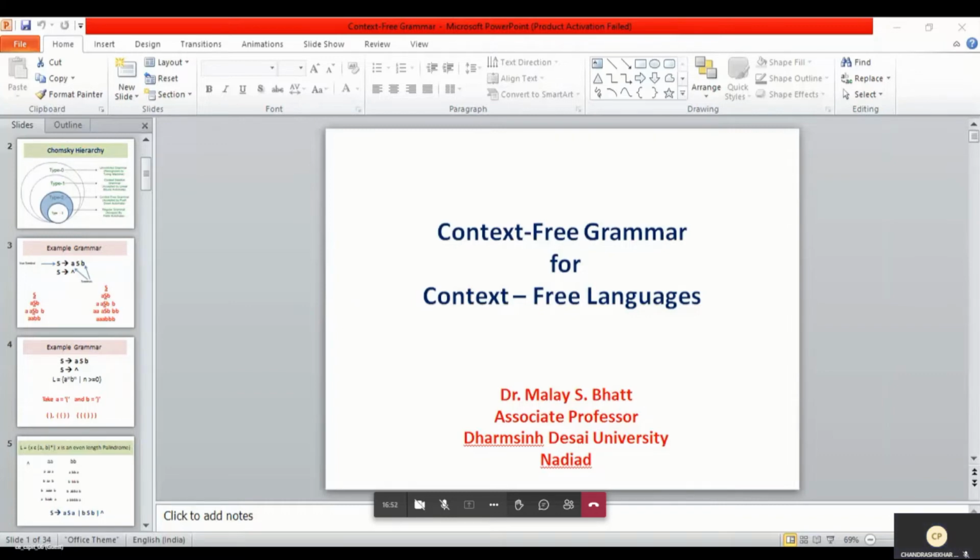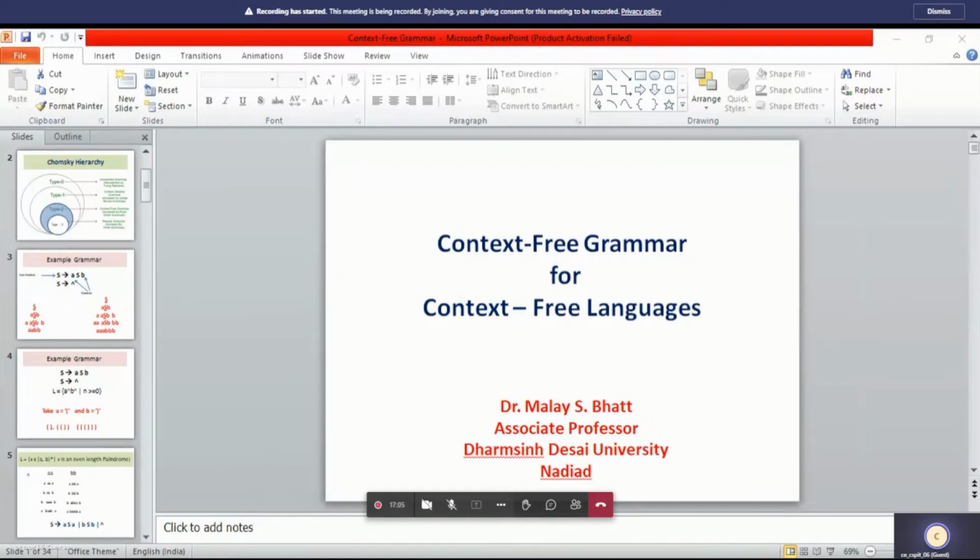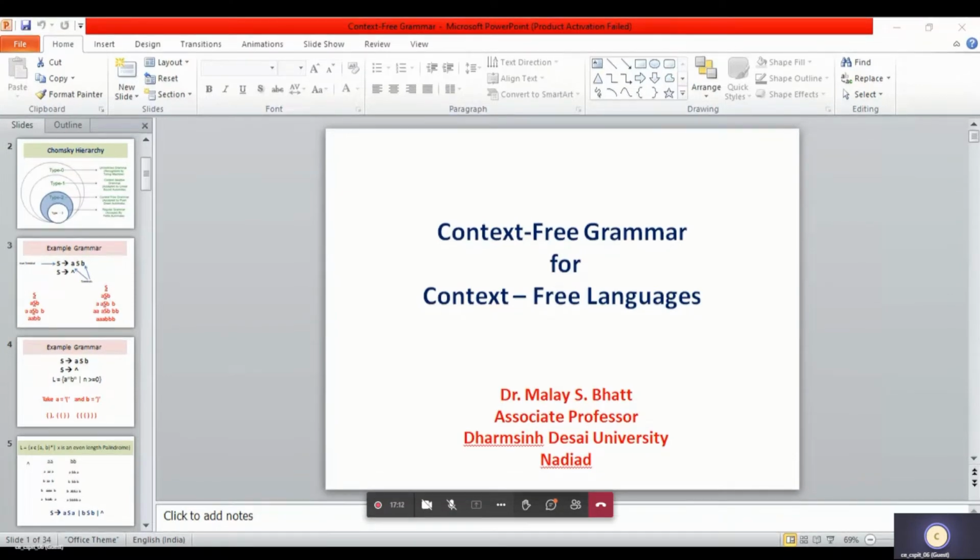Hello students, good afternoon to all. So today we'll see how to write context-free grammar for the context-free languages. And during the presentation, we'll also define what a context-free grammar is as a term. But we'll start by first seeing how to write a grammar for some simple languages, and then slowly we'll move towards a definition of a context-free grammar, and we'll go on to very complex and interesting examples.